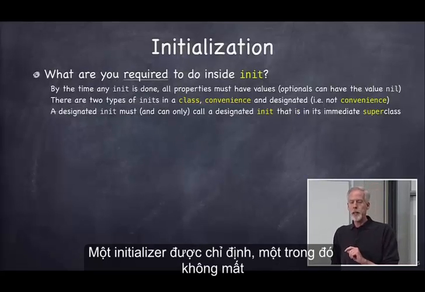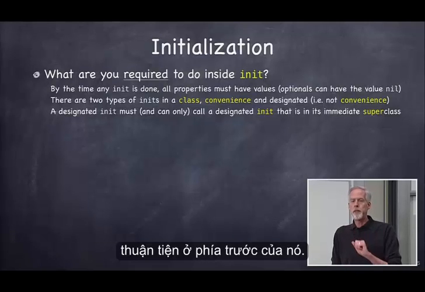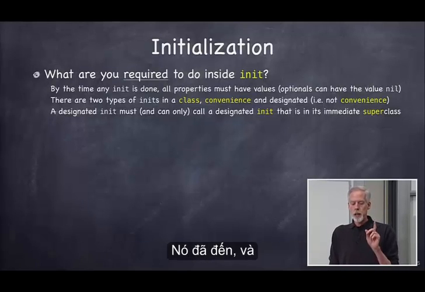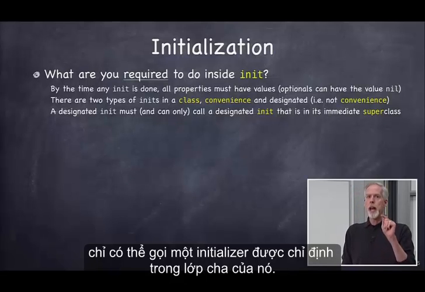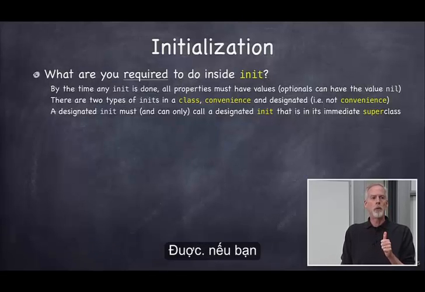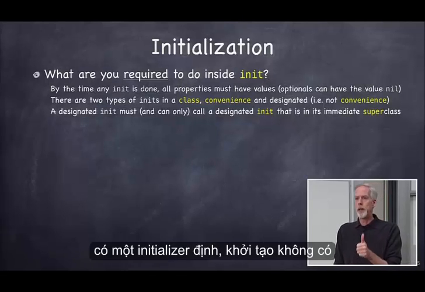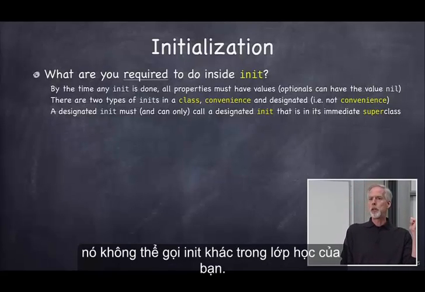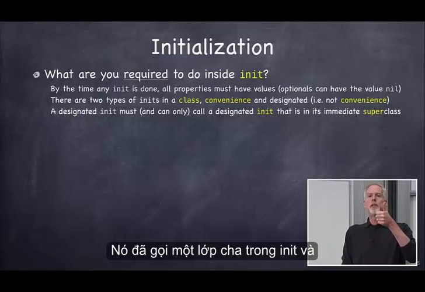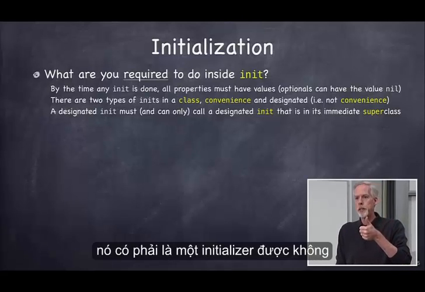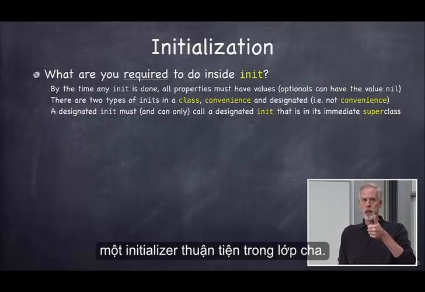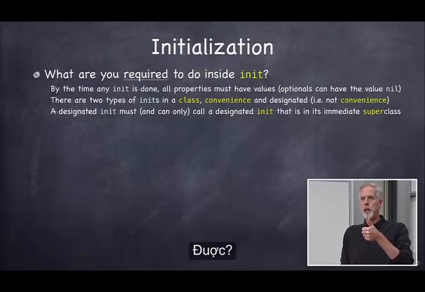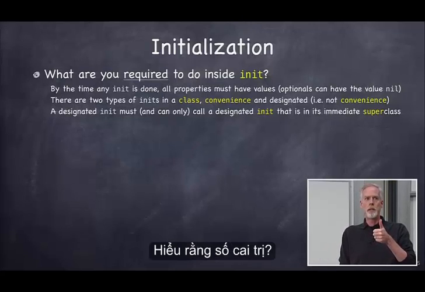A designated initializer, one that doesn't say convenience in the front of it, has to and can only call a designated initializer in its superclass. It's a very important rule. If you have a designated initializer that doesn't have the word convenience in front of it, it can't call another init in your class. It has to call a superclass's init, and it has to be a designated initializer, not a convenience initializer in the superclass. Understand that rule number 1?